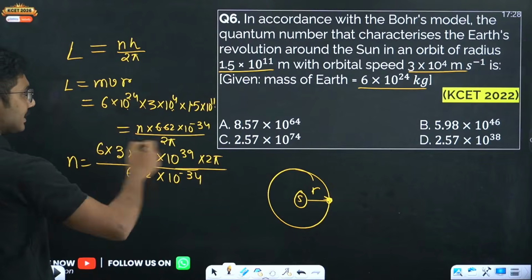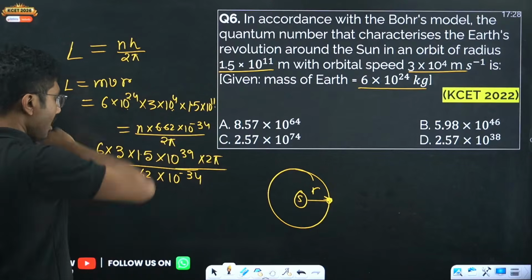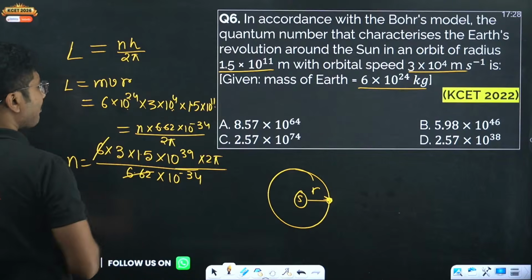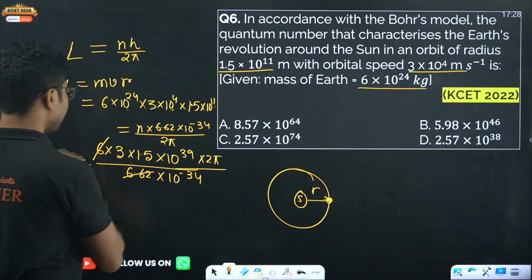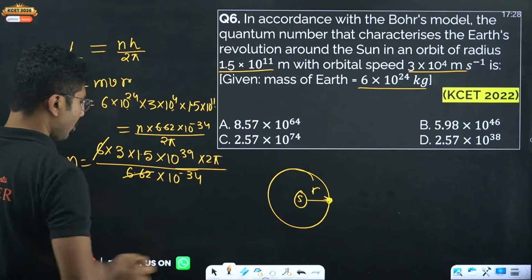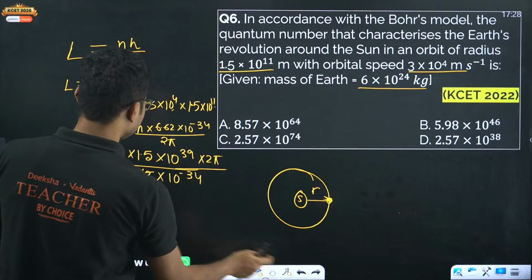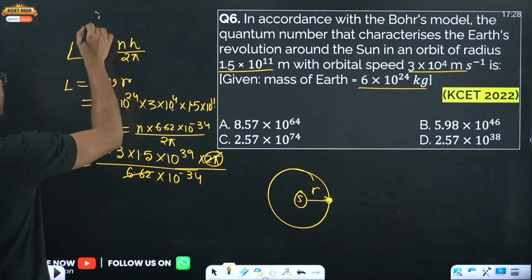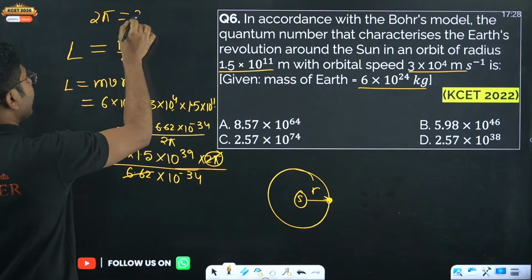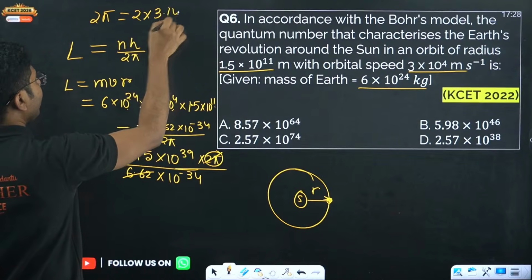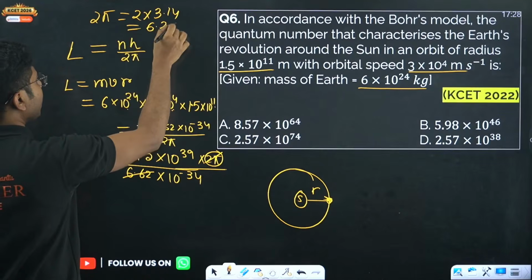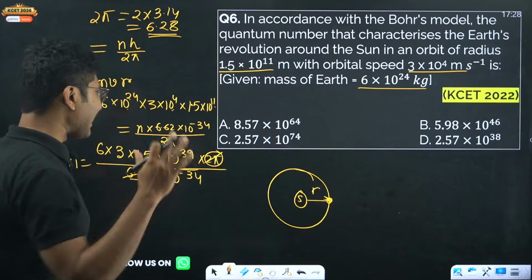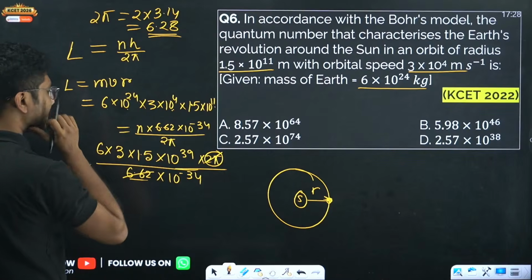So if you simplify these two equations, you will get this. 6.62 can approximately be cancelled with this 6. Or rather, I will not cancel this 6, I will take this 2 pi and cancel it. 2 pi means 2 into 3.14, which is 6.28. So 6.28 and 6.62 are very close, so let's cancel that. So 2 pi and 6.62 are cancelled.